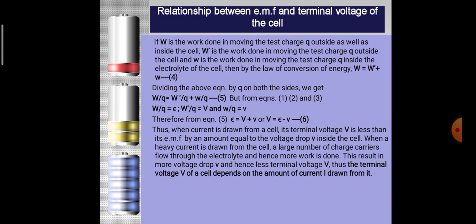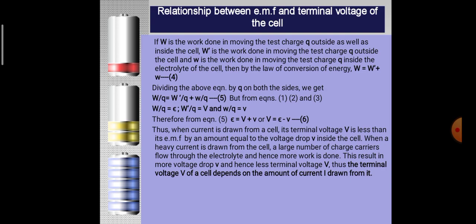Consider this as equation 4. Dividing the above equation by Q on both sides, we get W by Q is equal to W prime by Q plus small w by Q. Consider this as equation 5. But from equations 1, 2 and 3, W by Q is epsilon, W prime by Q is capital V, and small w by Q is small v. Therefore, from equation 5, epsilon is equal to capital V plus small v, or capital V is equal to epsilon minus small v. Consider this as equation 6.